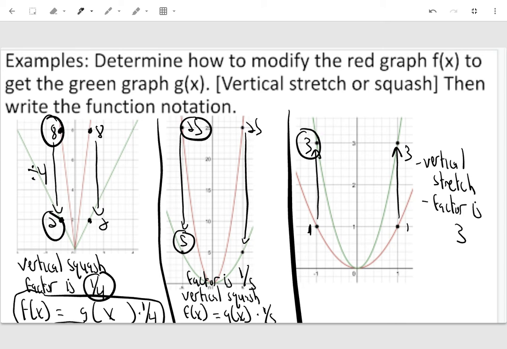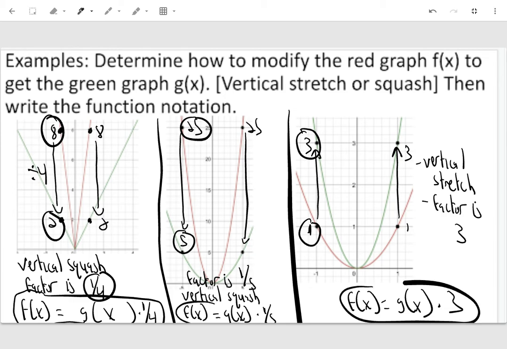in this case is 3. The starting number is 1. 3 divided by 1 is 3. So my function notation is going to be f of x equals g of x times 3. Okay. And that is it for the first part of our examples here.